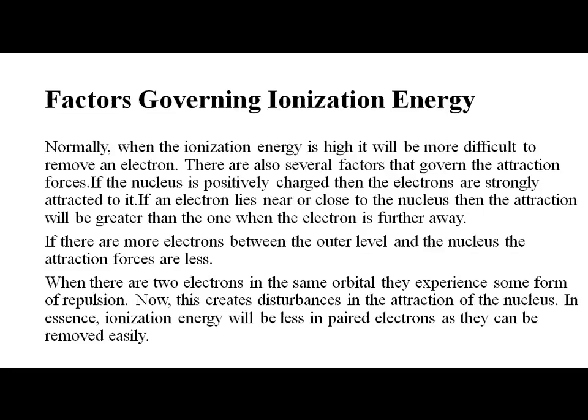of the inner electrons there will be repulsion. When there are two electrons in the same orbital, they experience some form of repulsion. Now this creates disturbances in the attraction of the nucleus. In essence, ionization energy will be less in paired electrons as they can be removed easily. Yes, so these are some of the factors.